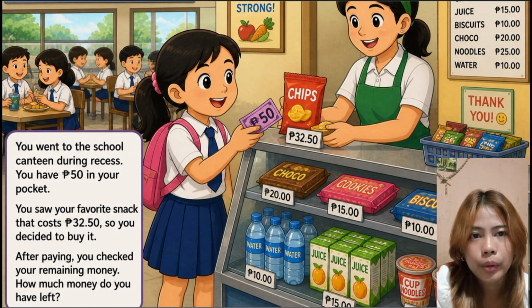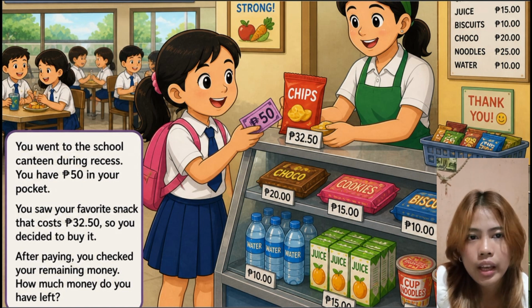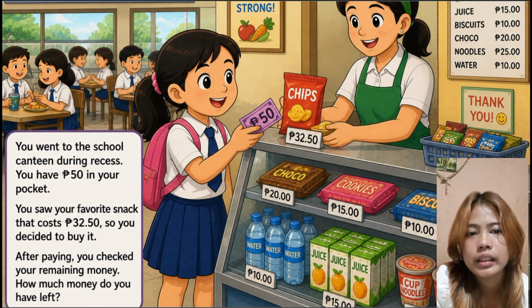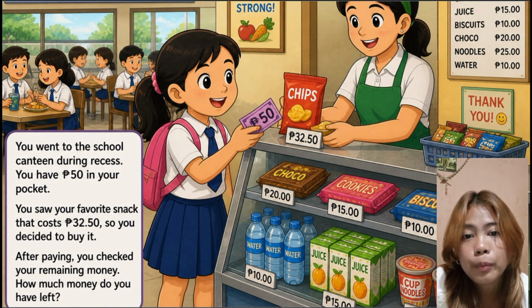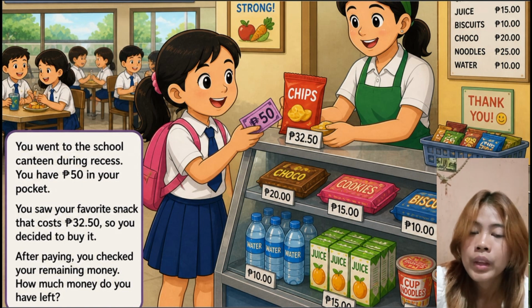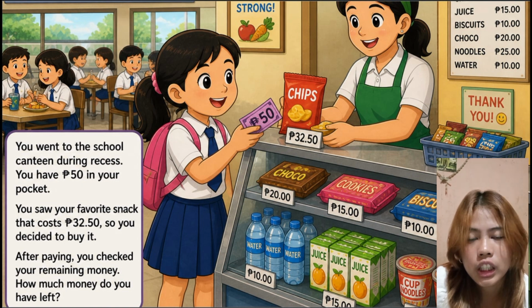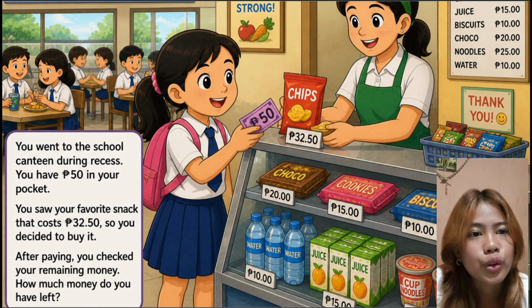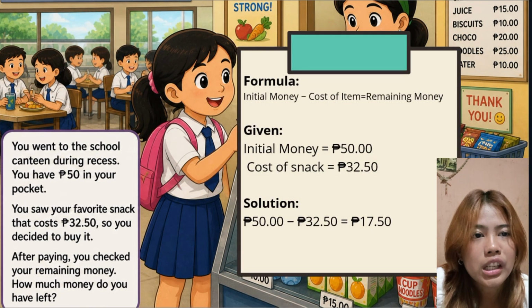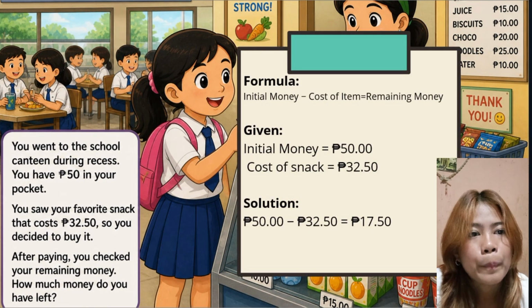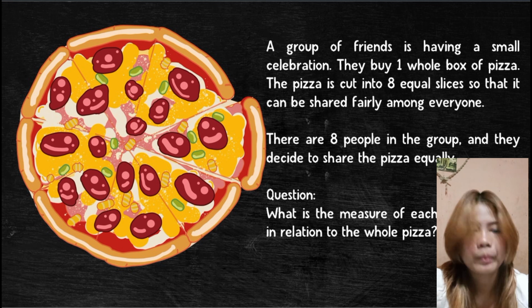Here's another example. You went to the school canteen during recess. You have 50 pesos in your pocket. You saw your favorite snack that costs 32.50 pesos, so you decided to buy it. After paying, you check your remaining money. The question is, how much money do you have left? Here's the solution. You subtract the cost of your snack, 32.50, from your initial money, 50 pesos. It is equal to 17.50, which is your remaining money.